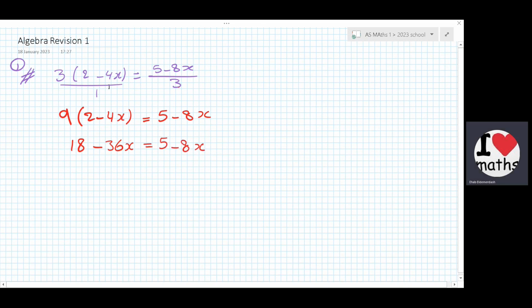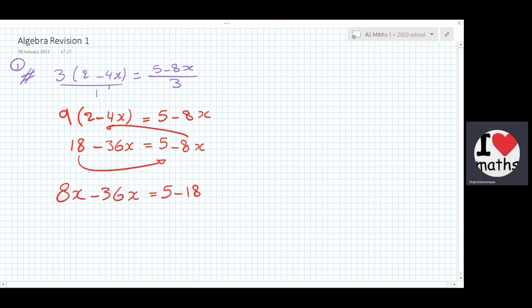My mission at the moment is to collect all the numbers together, all the x's together, right? It's up to you. I can send this 8 to the other side. I can send the negative x to the other side. The 18, I can send it to the right. So what we have: 8x minus 36x is equal to 5 minus 18.